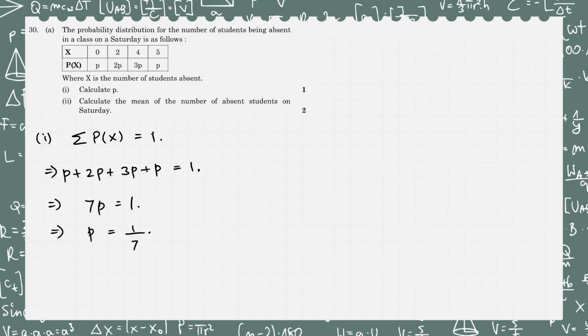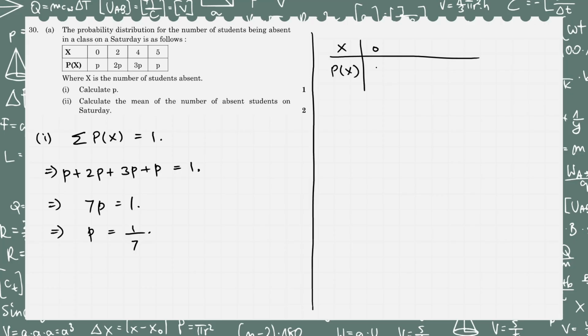Since we need to find the mean, we have to create the table once again using the probabilities which we found. 0, 1 by 7; 2, 2P means 2 into 1 by 7, which is 2 by 7; 4, 3P means 3 by 7; 5, 1 by 7.